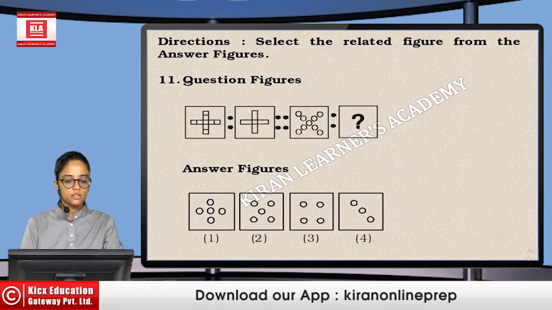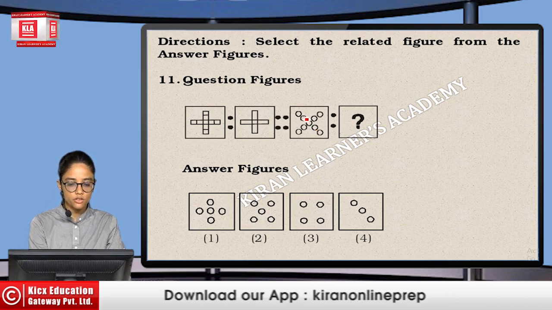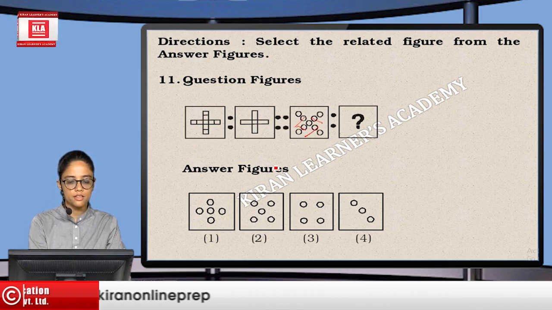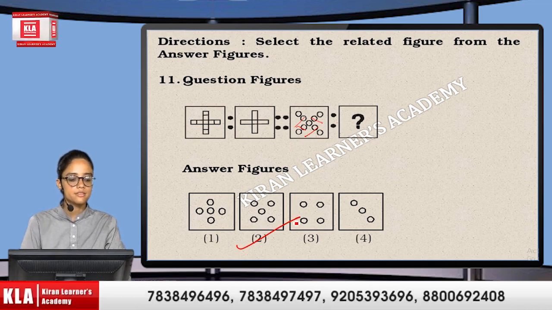Let's see the next one. In the next one, we have removed the lines from the center. That means if we cross these 4 from the center, we are left with the 5 dots. That means option number 2.